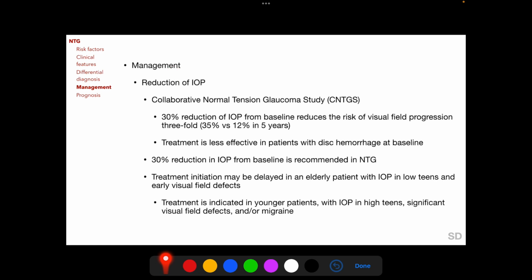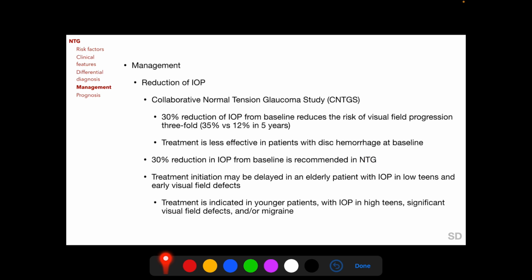Management of normal tension glaucoma is primarily reduction of intraocular pressure. The Collaborative Normal Tension Glaucoma Study, or the CNTGS, found that 30% reduction of IOP from baseline reduces the risk of visual field progression threefold, from 35% in untreated eyes to 12% in treated eyes within 5 years. And it has also been seen that treatment is less effective in patients with optic disc hemorrhage at baseline. So 30% reduction in IOP from baseline is recommended in normal tension glaucoma.